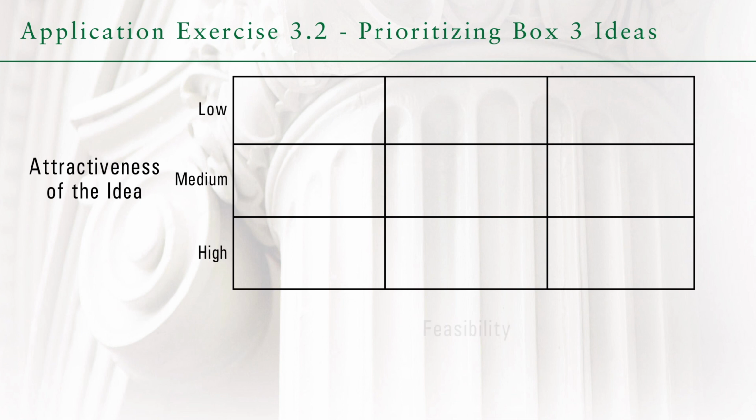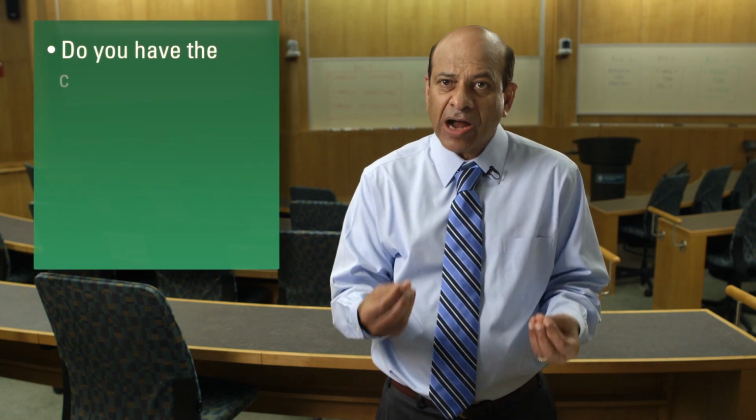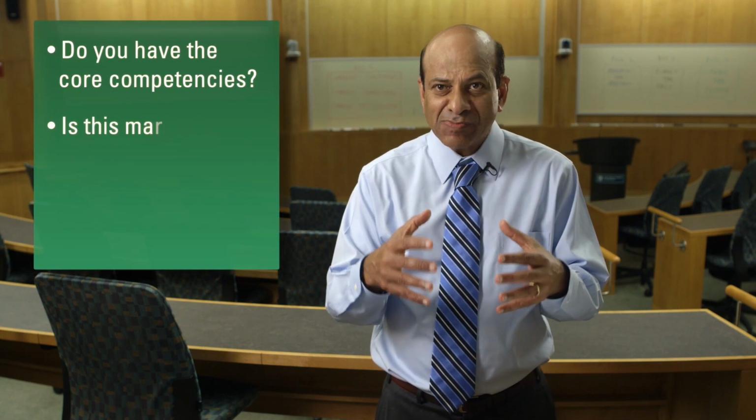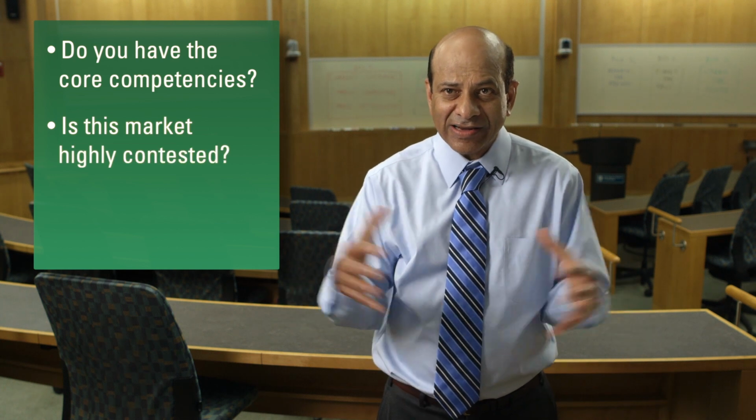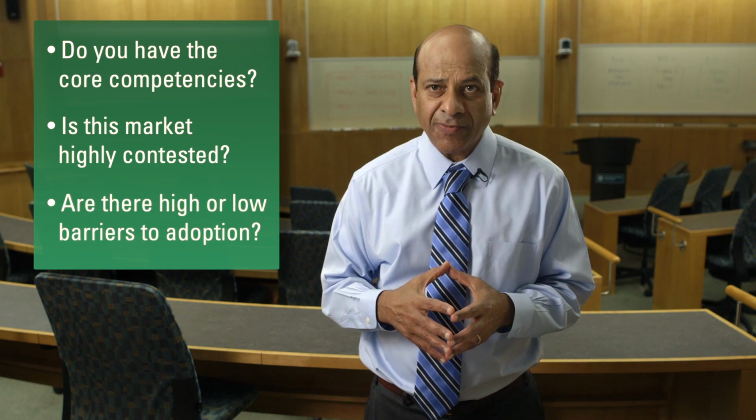The x-axis is about feasibility. Again, take the box 3 ideas that you have and put them in 3 categories based on feasibility: low, medium, high. What feasibility talks about is how easy it is for you to capture this opportunity. That depends on several variables. Do you have the core competencies? Is this market highly contested? Are there other competitors looking at this market? Are there high or low barriers to adoption, etc.?